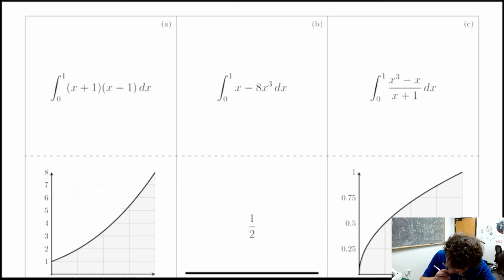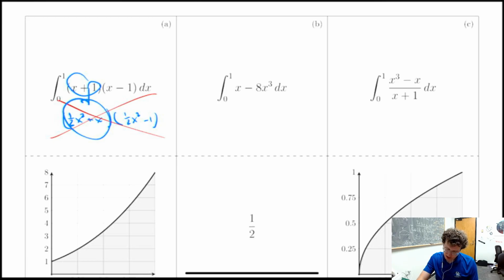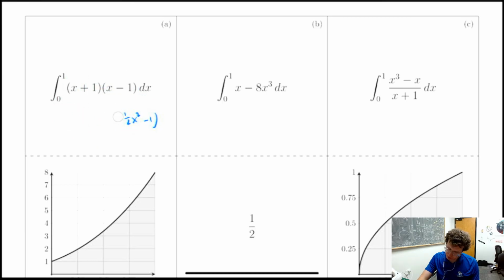Okay, so this first integral, you have to do one step before you find an antiderivative. You might be tempted to say that an antiderivative is 1/2 x squared plus x times 1/2 x squared minus 1, but this is not an antiderivative of x plus 1 times x minus 1. The temptation is to anti-differentiate each factor, but the product of the antiderivatives is not going to be an antiderivative of the product.